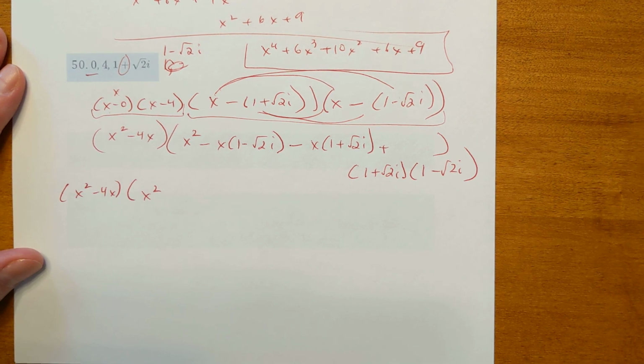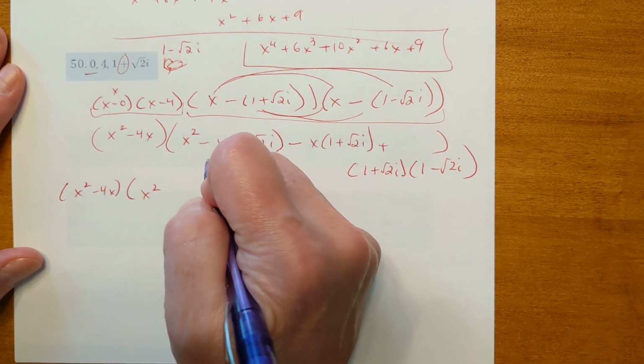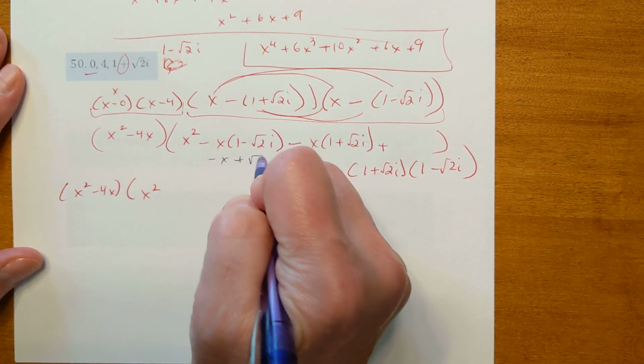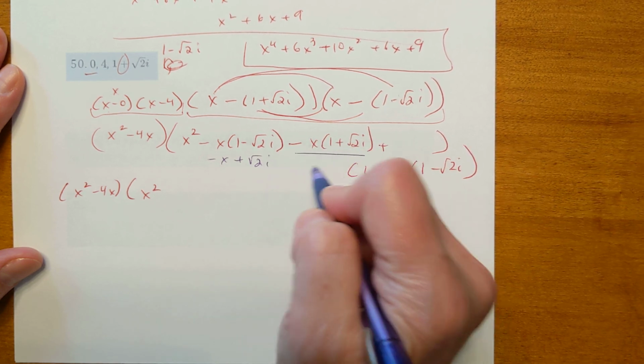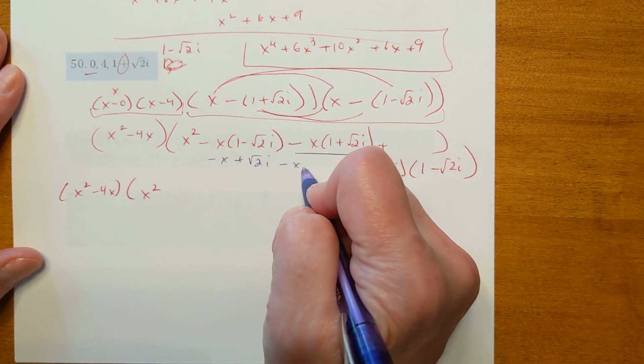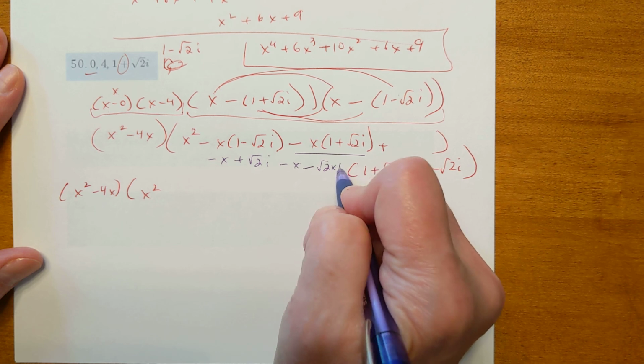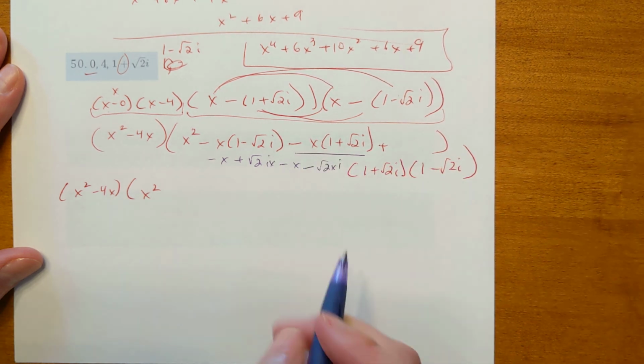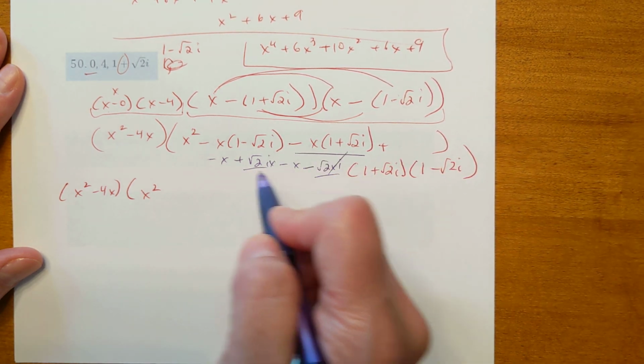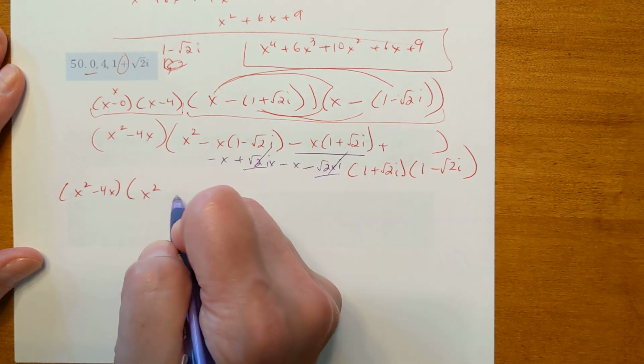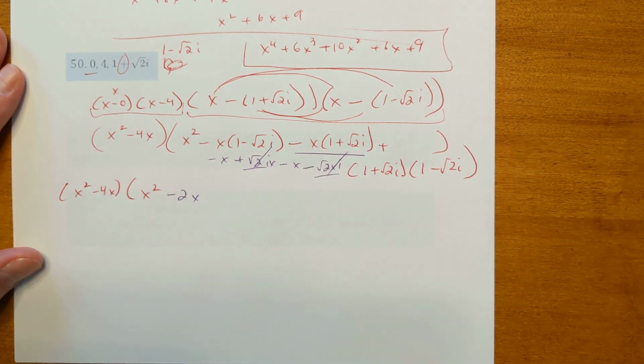Let me use a different color. Right here we have minus x plus the square root of 2i, and over here we have minus x minus the square root of 2xi. That had an x on it also. So these canceled out, and minus x and minus x make minus 2x.